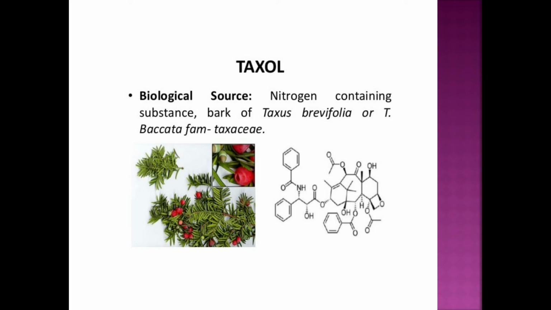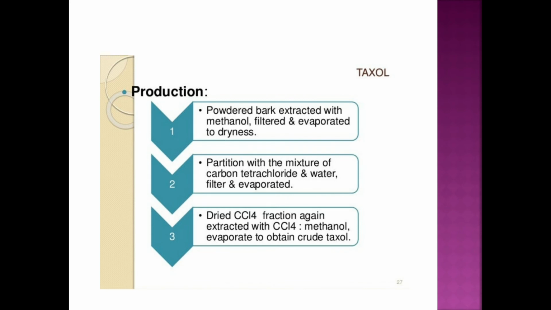The biological source of Taxol, a nitrogen-containing substance, is the bark of Taxus brevifolia or Taxus baccata, belonging to family Taxaceae. This is the structure of Taxol and here is the plant of Taxol. In extraction, the powdered bark is extracted with methanol, filtered and then evaporated to dryness.